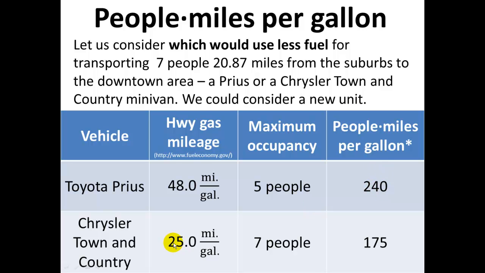Likewise, if I run a single person down the highway in a Chrysler Town and Country minivan, it will be getting 25 people miles per gallon. But if I fill it up with 7 people and it still gets 25 miles per gallon, which it can pretty well do, then we'll be getting 175 people miles per gallon. So just thought you might like to consider that.